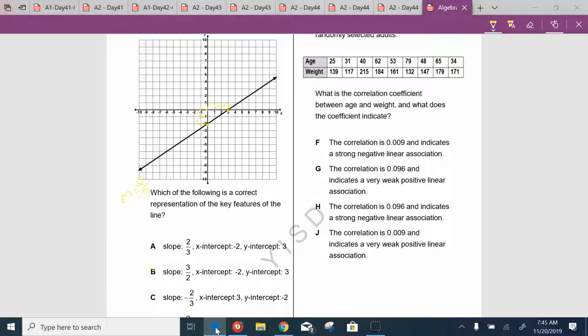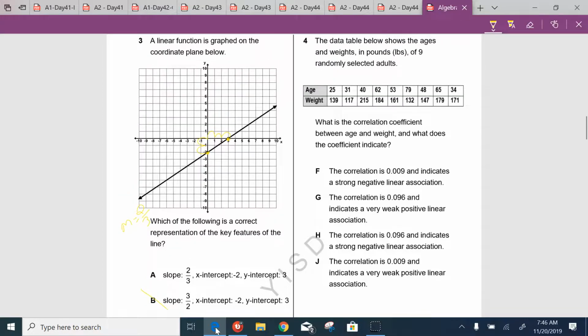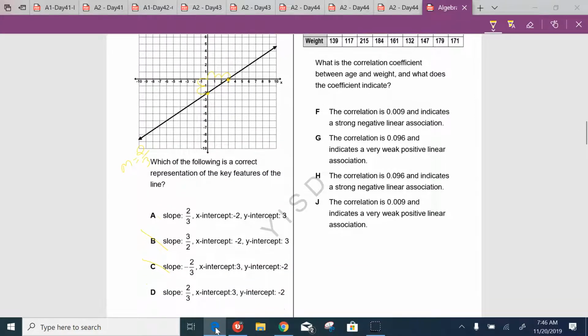So that takes out choices B and C, and then we look at choice D. Choice D is still in the running. Now it talks about the y-intercept. So where does the graph intercept the y-axis? Right here at -2. So this says 3, so that's out then. -2 and a 2/3 slope is the correct choice there.